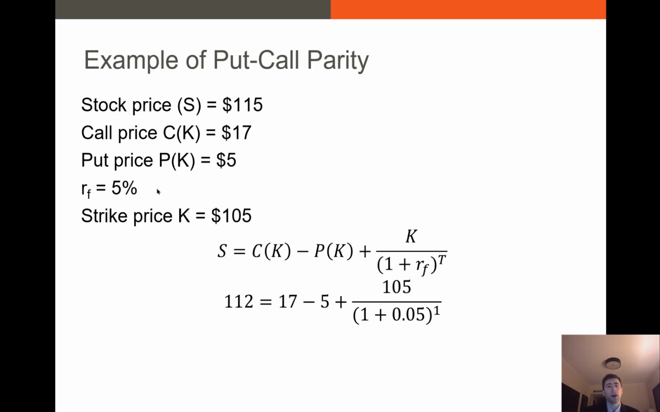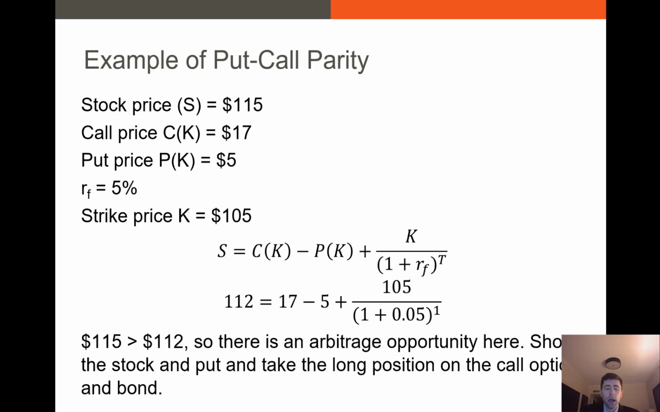So this is why we care about the put-call parity formula. It allows us to work out what the 4th component should be given the 3 other components. So since the current share price is 115 instead of 112, we have an arbitrage opportunity. We would short the stock, and we would short the put as well. Notice the negative sign here. We would buy the call option and buy the bond, and at maturity of the bond and the call and put options, we would have a $3 arbitrage profit.